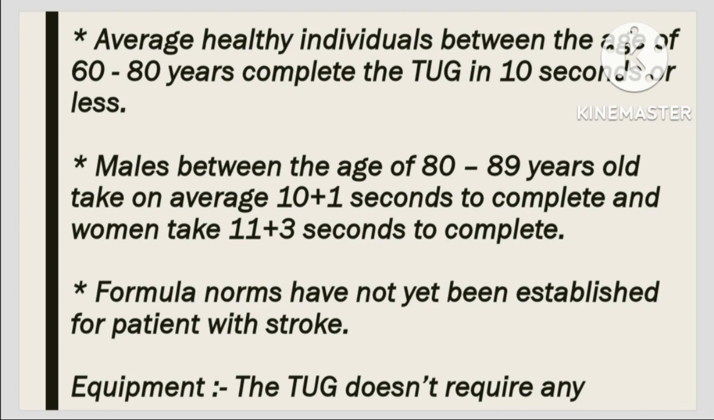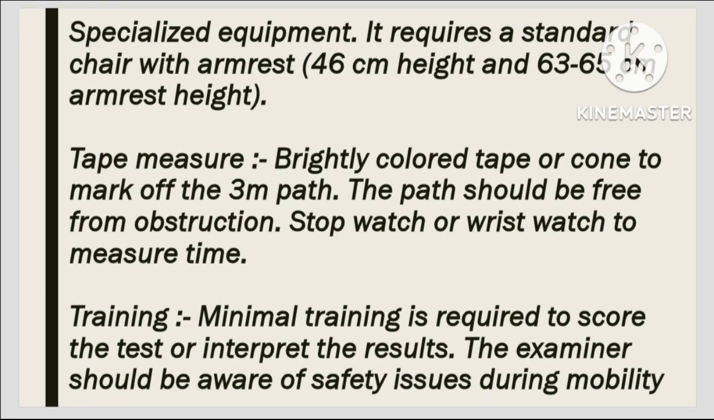Equipment. The TUG does not require any specialized equipment. It requires a standard chair with armrest, 46 cm seat height and 63 to 65 cm armrest height. A tape measure. Brightly colored tape or a cone to mark the 3 meter path. The path should be free from obstruction. A stopwatch or wristwatch to measure time.